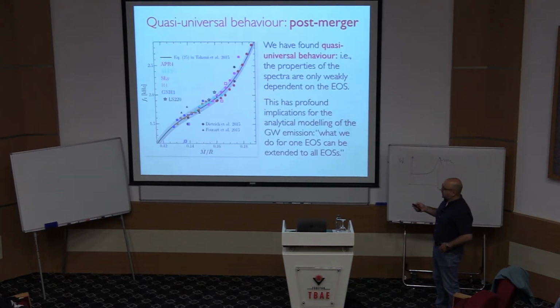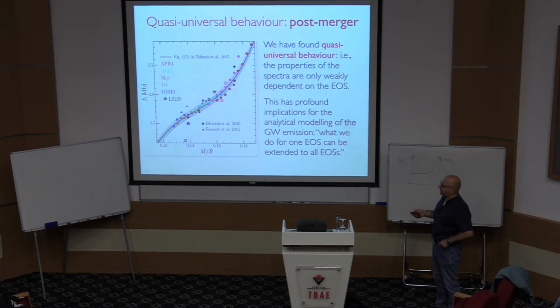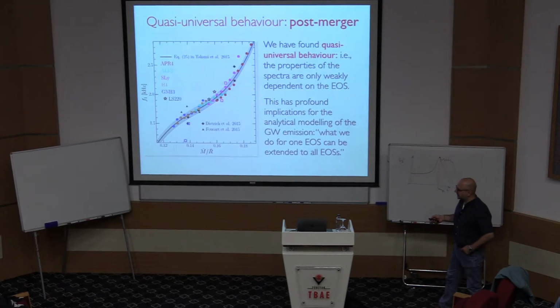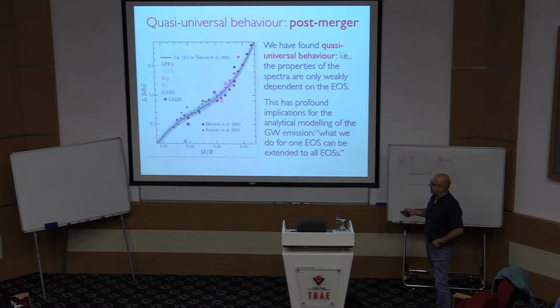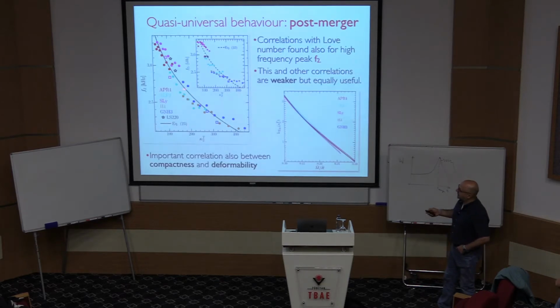You can do this also with the other peaks. F1, for instance, can be related directly with the mass radius, the compactness. As you can see, it's a very tight correlation. And so once again, if you can measure F1, then you can measure immediately what is the compactness of the star, and you can measure what is the radius of the star, and therefore the equation of state. You can do this also for F2, the main peak. Again, you can see there is a quasi-universal behavior.